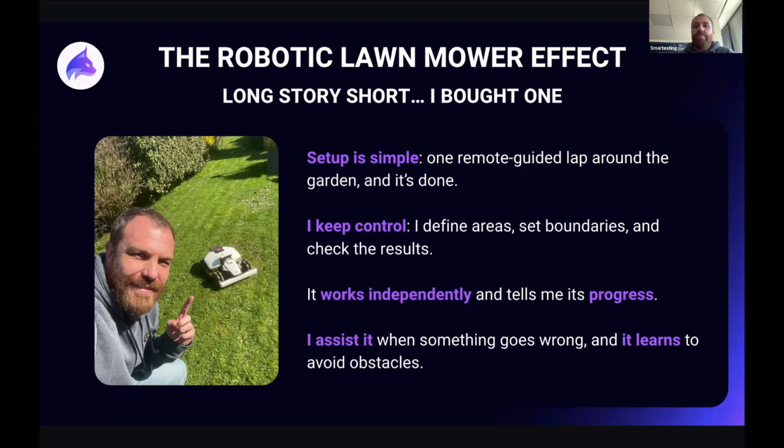That's configured. I keep control. I can define some areas, boundaries, and I can check what has been done. And it works without me. It's independent, but it continues again and again to tell me how it progresses during its tasks. And if something goes wrong, I'm always here to be able to help this robot. It can learn to avoid new obstacles and avoid going back on the same path if a path was too difficult to take.